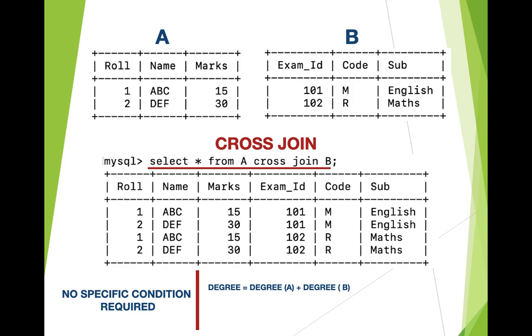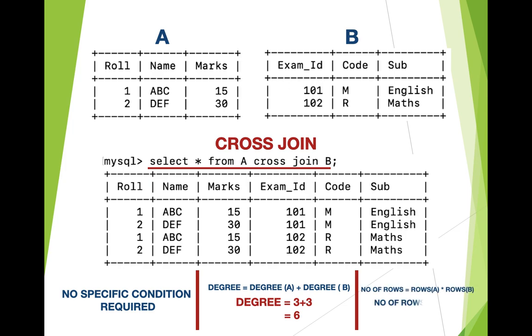So, what is the number of columns in the table A? If we look at the table A, we will find that the number of columns is 3. What is the number of columns in the table B? If we look at the table B, we will find that the number of columns is 3. So finally, we get the resultant degree of the Cartesian product: 3 from the first table and 3 from the second table. If we add them up, we get 6. So in order to get the degree of the Cartesian product, we need to add up the degrees of all the tables.